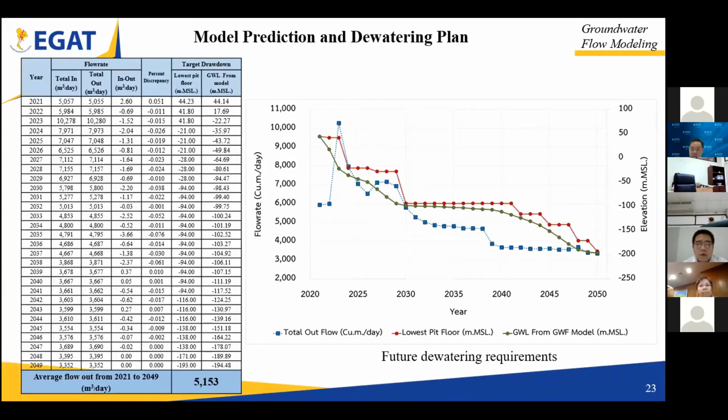The left table shows the result of dewatering requirement, total water balance, and target drawdown in each year. The result shows that the future dewatering requirement from the present to the end of mining operation averages 5,153 cubic meters per day, or 1.9 million cubic meters per year. The right picture shows the groundwater level will be lower than the lowest pit floor in each year until the final state, to ensure safe mining in footwall and slope stability conditions.